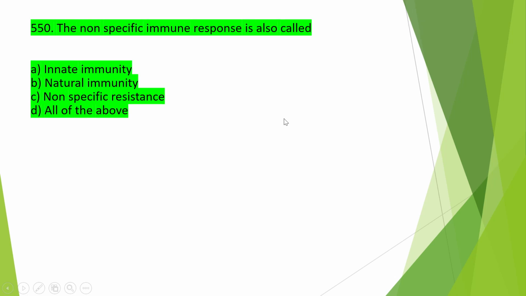Okay, so let's move on to the last question of this video, that is, the non-specific immune response is also called option A, innate immunity, option B, natural immunity, option C, non-specific resistant, or option D, all of the above. So the right one is option D, that is all of the above. So the non-specific immune response is also called innate immunity, natural immunity, or non-specific resistance. That means all of the above is the right one.